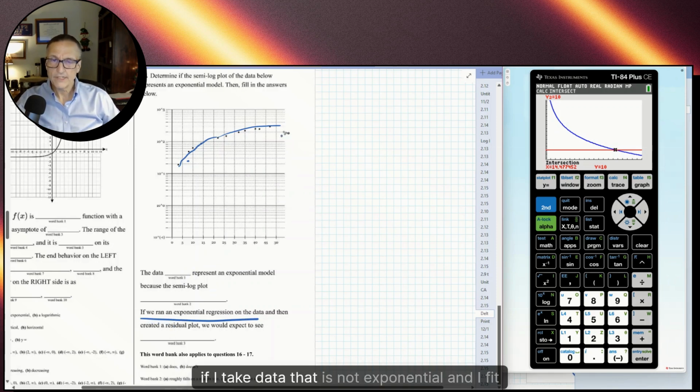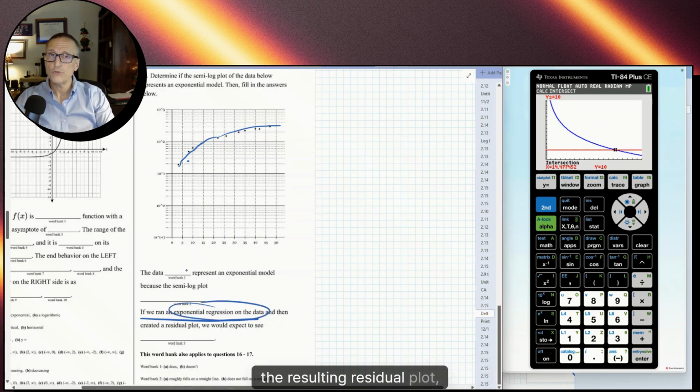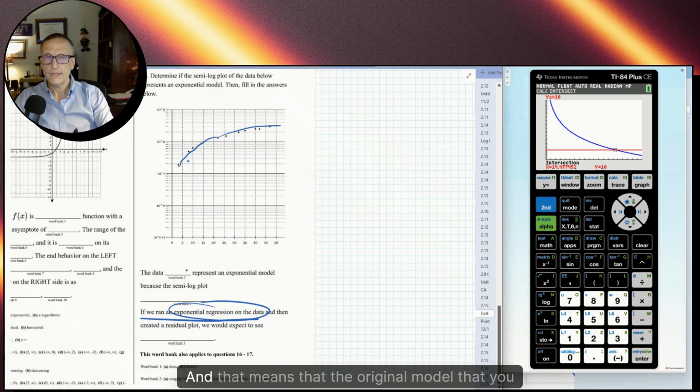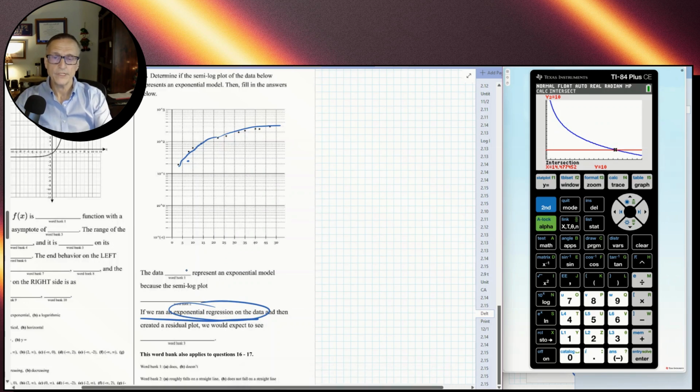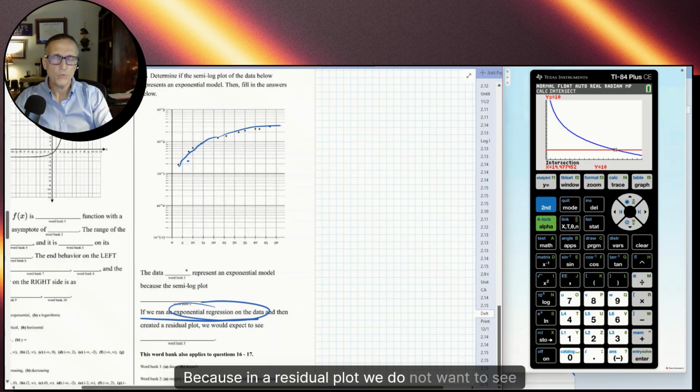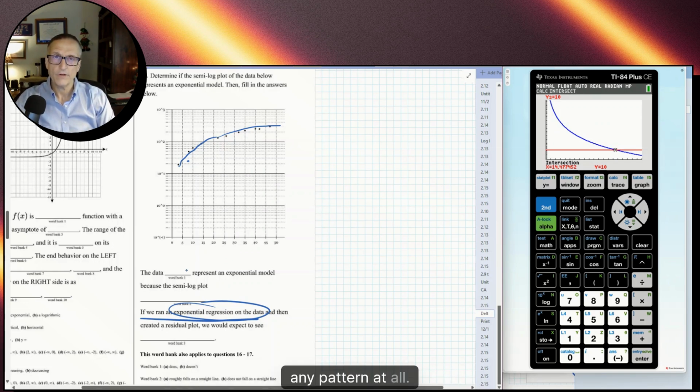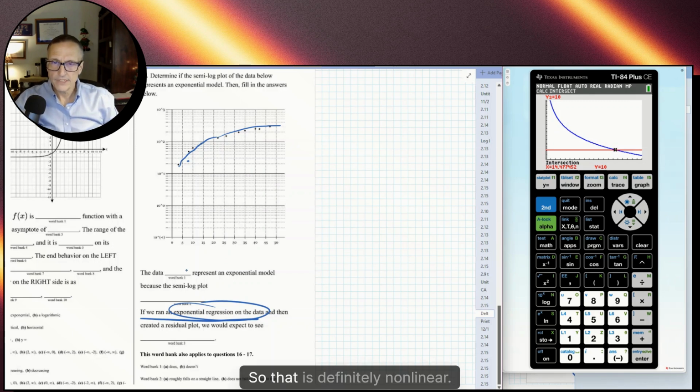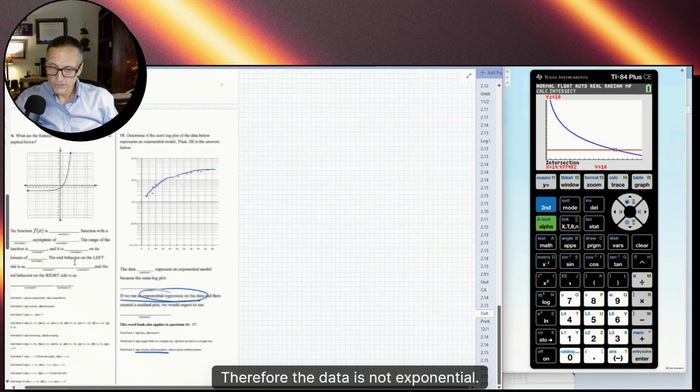If I take data that is not exponential and I fit it into an exponential regression, and then look at the resulting residual plot, the residual plot will show a pattern. And that means that the original model that you picked was not a good one, because in a residual plot, we do not want to see any pattern at all. Okay, so that is definitely nonlinear. Therefore, the data is not exponential.